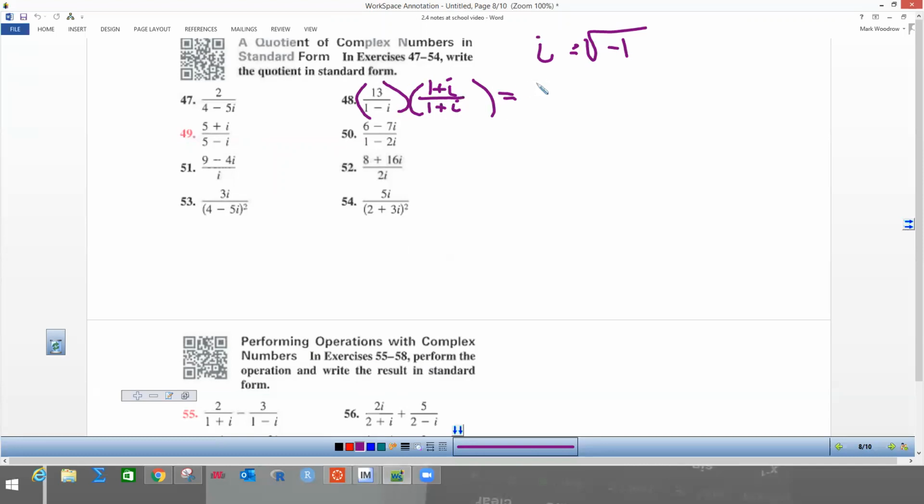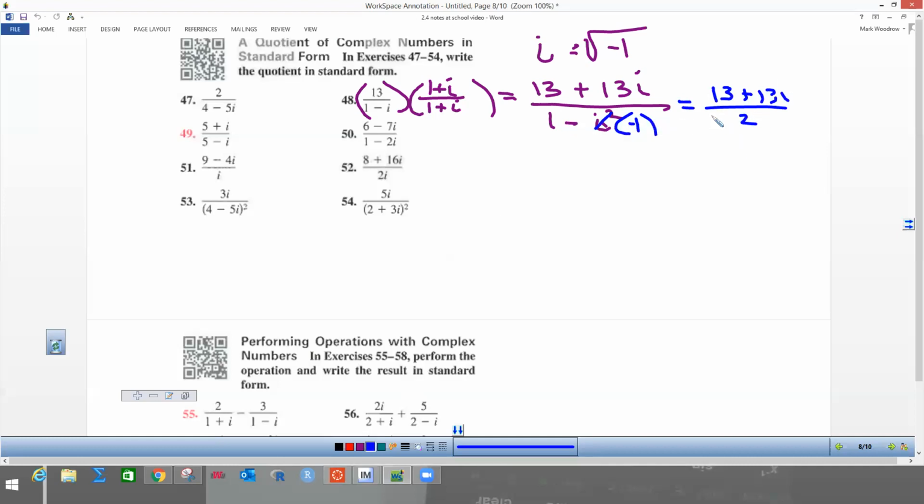So now I distribute 13, and I get 13 plus 13i. And then when I FOIL the bottom, remember that's a difference of squares. So if I square 1, it's 1. It's a difference. And then I square i, that's i squared. And I hope we all remember again that i squared is negative 1. So I've got 1 minus negative 1, and this would be 1 minus negative, is plus positive.